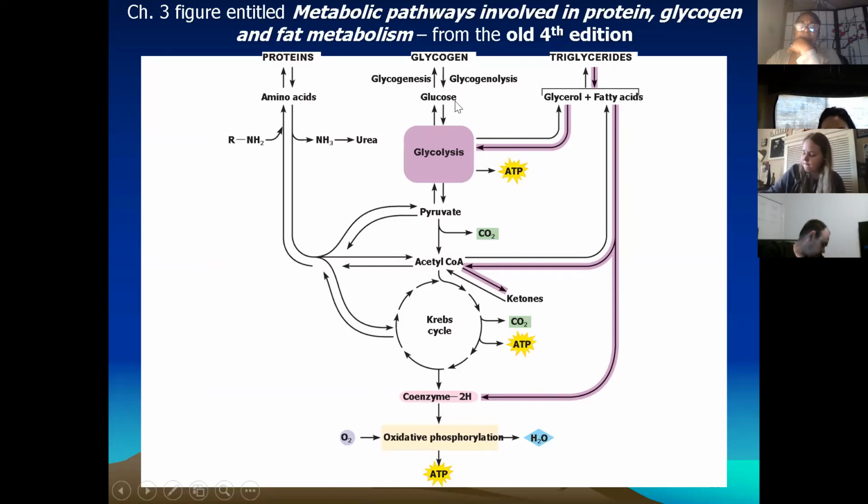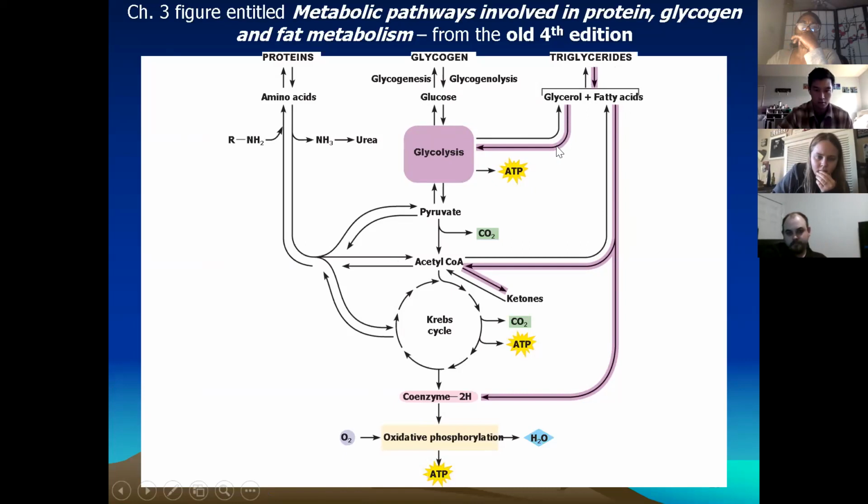Can anybody tell me what this purple arrow would be called, since glycerol is not a carbohydrate? Gluconeogenesis? This purple arrow would be gluconeogenesis. Your liver can make glucose out of glycerol. Since it's 3 carbons, it puts two 3-carbon pieces together, it makes a 6-carbon glucose.